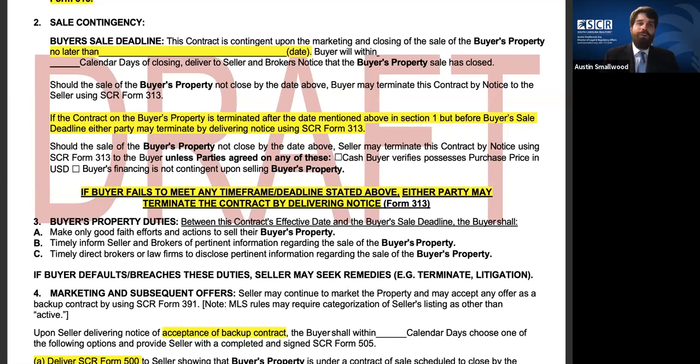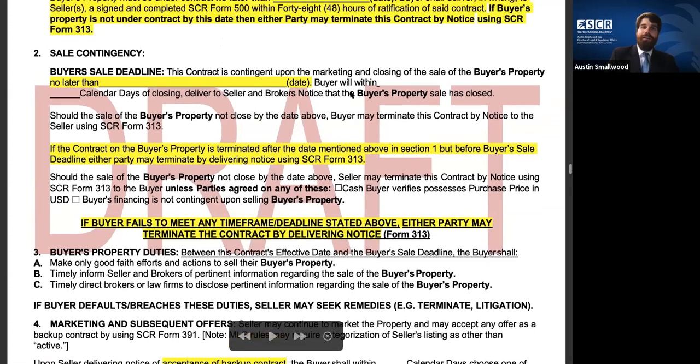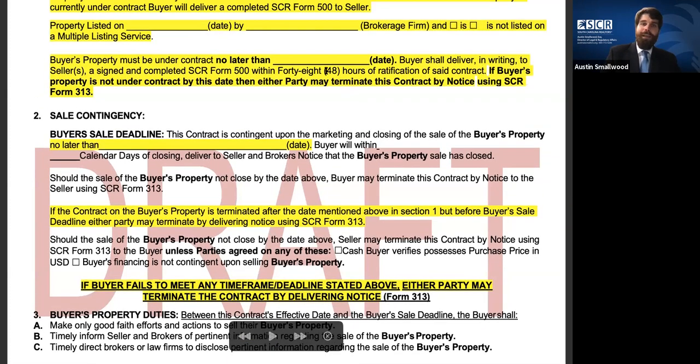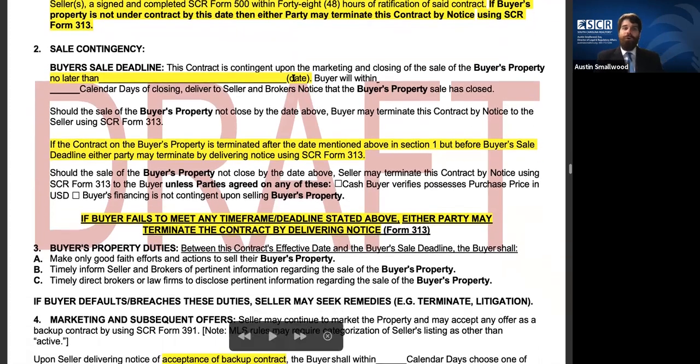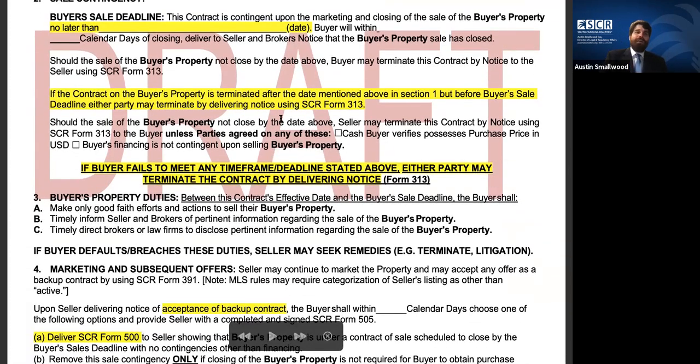Now, I'm sure you're wondering, what happens if the deadline here was, say, April 15th, and the closing date here was May 15th, but on May 1st, the Ohio contract falls through? That's where we have this language. If the contract on the buyer's property is terminated after the under contract date in Section 1, but before the buyer's sale deadline, this date here, then either party may terminate by delivering notice using Form 313.